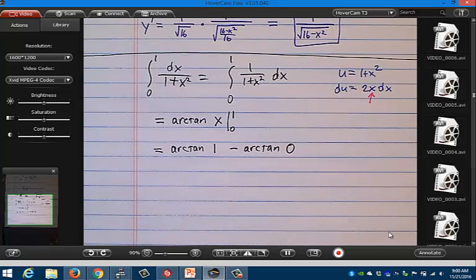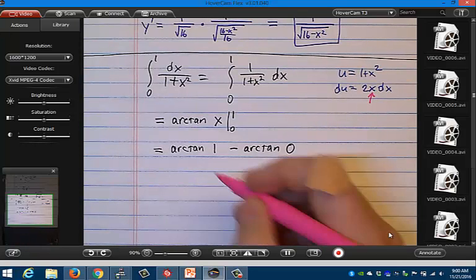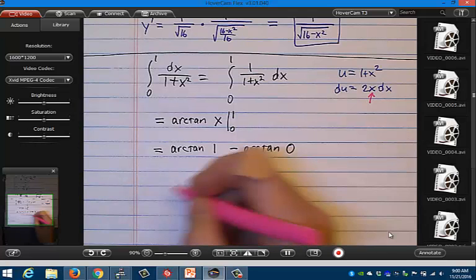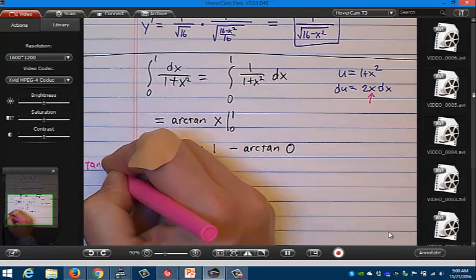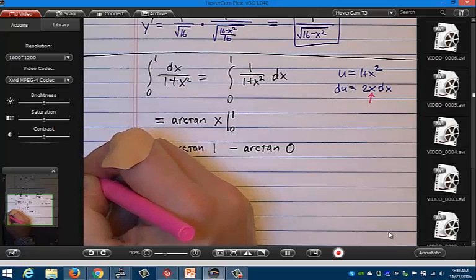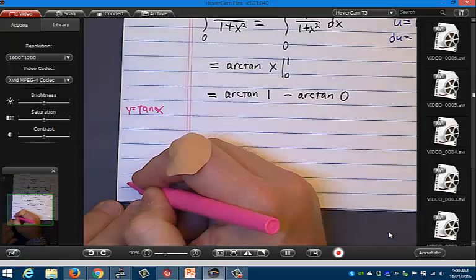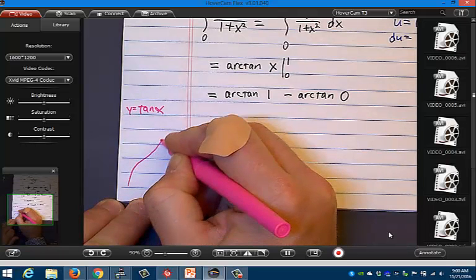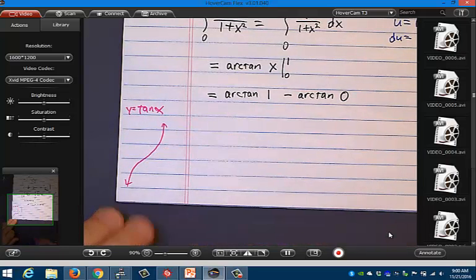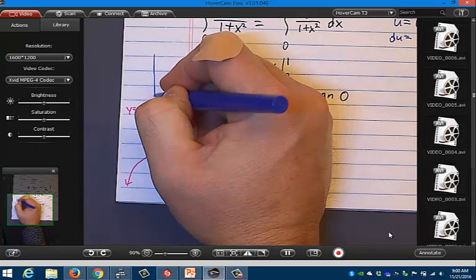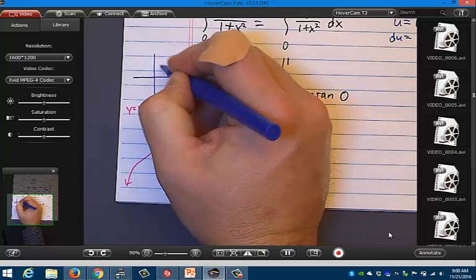Basically, I need to know a few things, like what does the tangent graph look like? Y equals the tangent of x. Well, that's this kind of graph, right? Maybe that's what I think of. Or maybe I'm a unit circle guy, right? And so the unit circle looks like this.